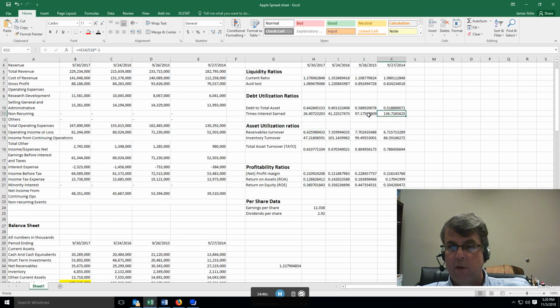Their times interest earned is going down. They're still more than high enough to cover their debt and the interest on it, but you can see significant deterioration in that number. That's something I'd want to look at. That and these decreasing asset utilization ratios. They're not using their receivables, their inventory, or their total assets as productively now as they have in the past. So those are things and how to look at it.